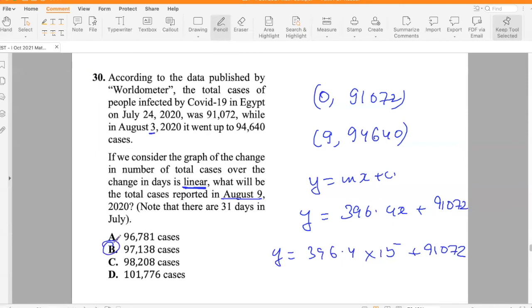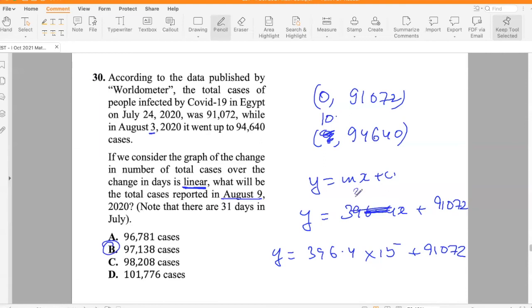Just let me make sure. So I get 25, 26, 27, 28, 29, 30, 31 plus 3. Okay, so this is 10. This is not 9. So then I get 94,640 minus 91,072. So I get 356.8.